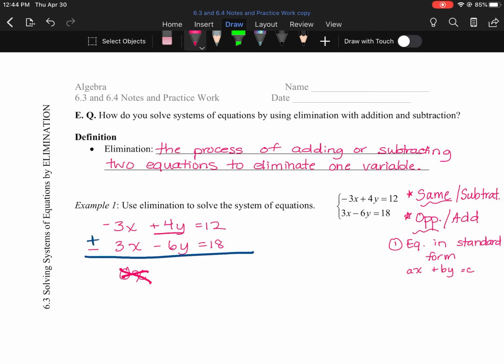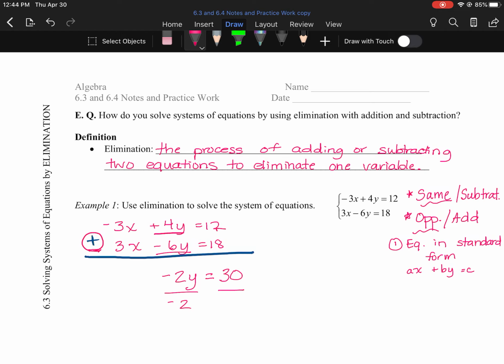away. I have 4y plus a -6y. So 4 minus 6, that gives us a -2y. And then I have to, again, add my 12 plus my 18. And that will give me 30. Excuse me. So now, if you notice, I'm going to erase this to make it look a little bit neater. My x values completely went away. So now I have an equation that just has one variable in it, and we can solve that.